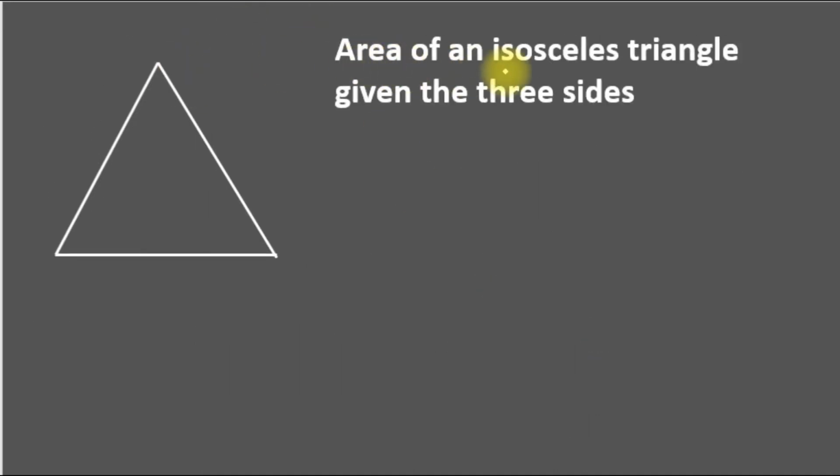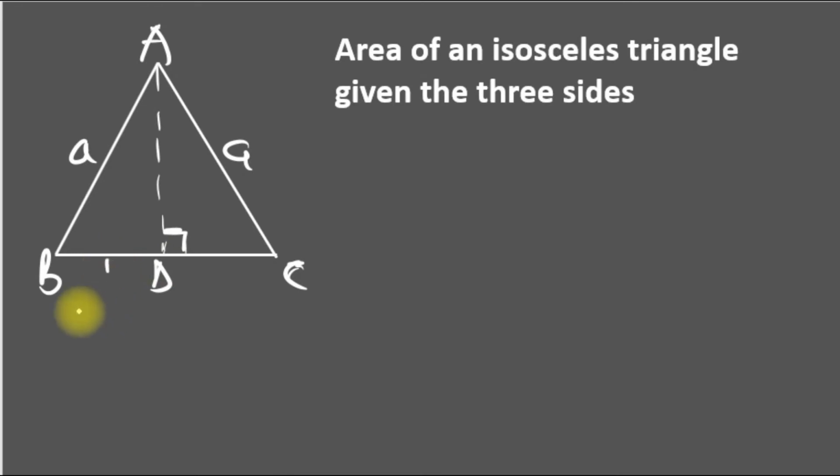So area of an isosceles triangle given the three sides. So assuming you are given an isosceles triangle ABC, and the height, since it's an isosceles triangle, the height is a perpendicular bisector. So remember, two sides are equal. So if here is A, here is A. So assuming here is D, let's call BC B. So this should be half B, half B. So this is my isosceles triangle. So let's label the height as H.